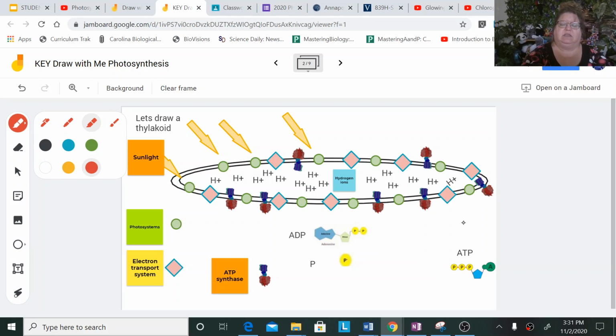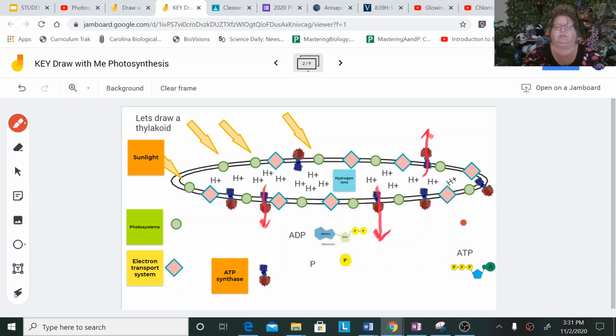So let me go ahead and add an arrow here, and you can either add a shape or draw an arrow, but you've got to be specific. Add an arrow going down through these ATP synthase, or in the case of the one above it, going outside that way. And the hydrogen ions can go through these little ATP synthase.